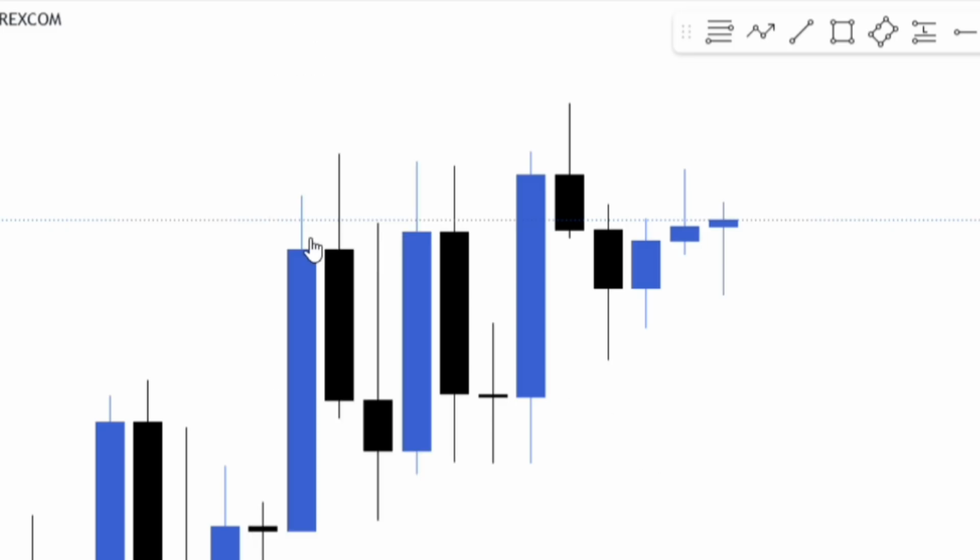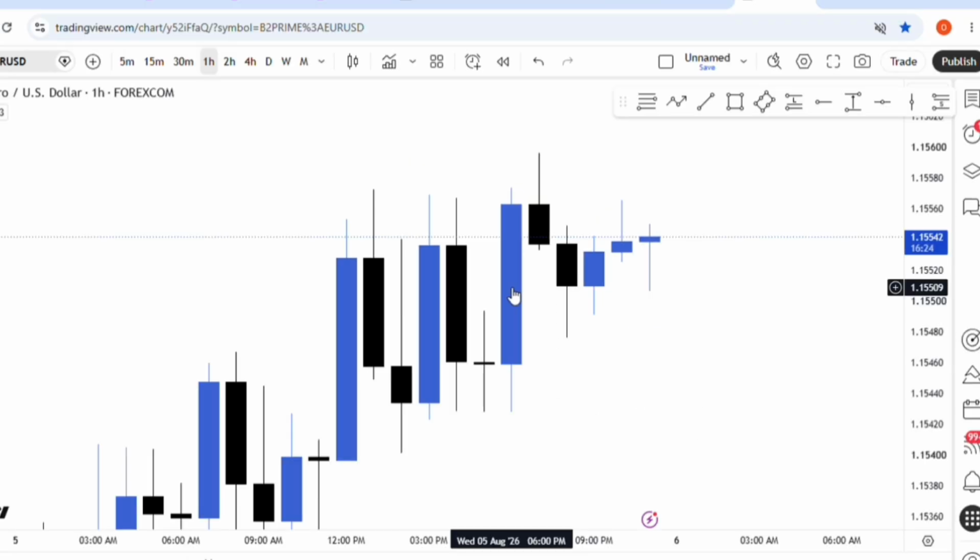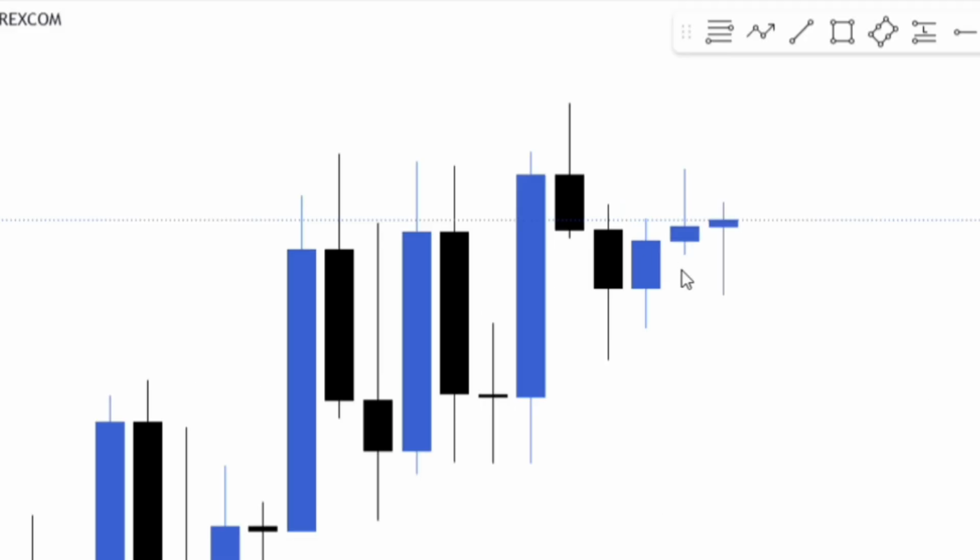Here we are in the 1-hour time frame, which means this particular candlestick represents each hour. You can see it. This is 6 p.m., 7 p.m., 8 p.m., 9 p.m., 10 p.m., and 11 p.m. Each candlestick stands for each hour. Monthly, each candlestick stands for each month. 15-minute time frame, each candlestick stands for 15 minutes. 4-hour time frame, each candlestick stands for 4 hours.